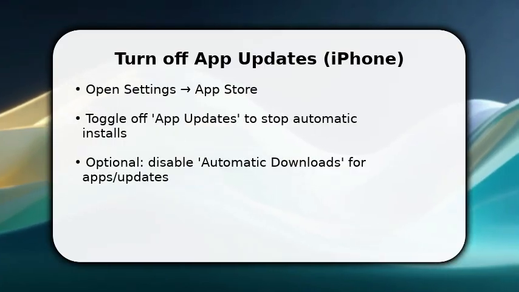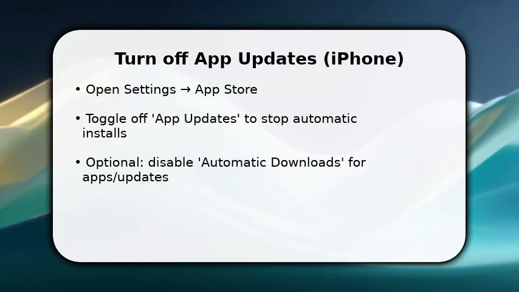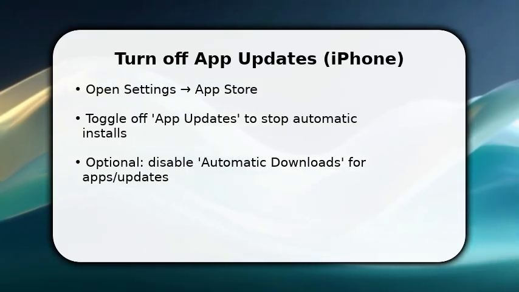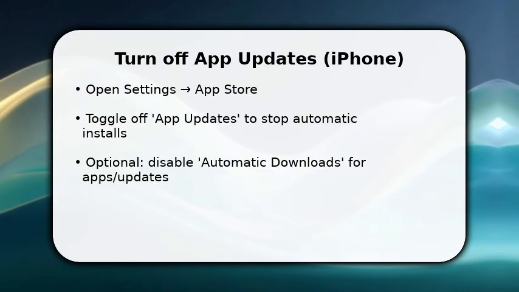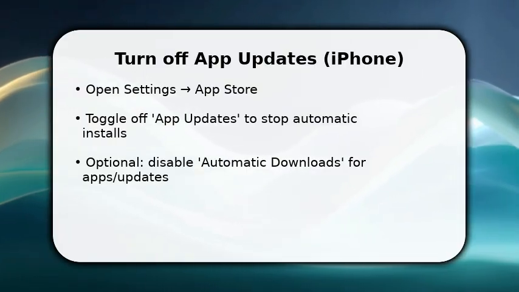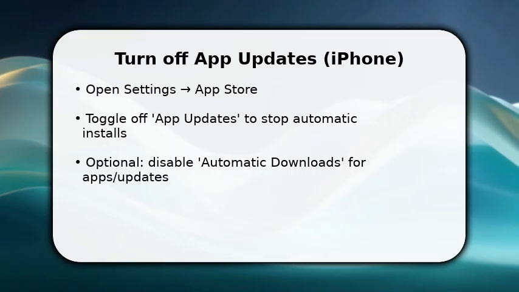You're going to stop automatic app updates on your iPhone now. Open Settings, tap App Store, and locate the App Updates toggle. Flip it off immediately. This prevents new app versions from installing without your permission.